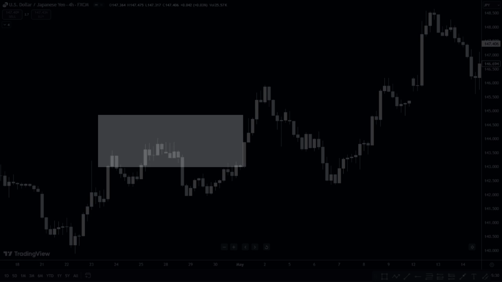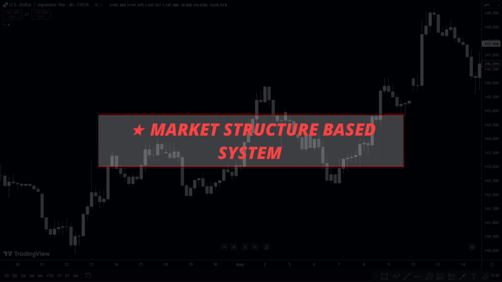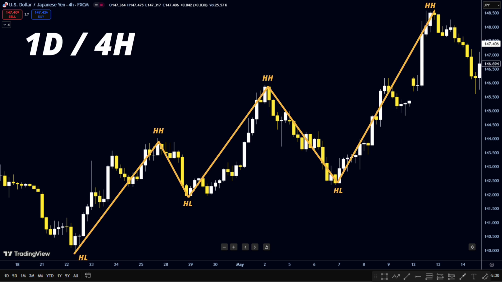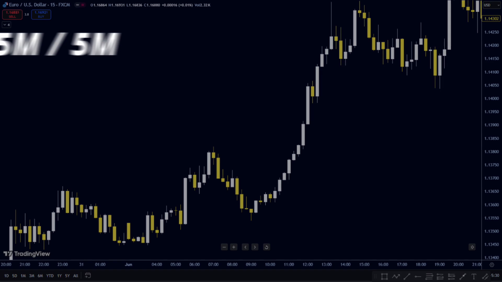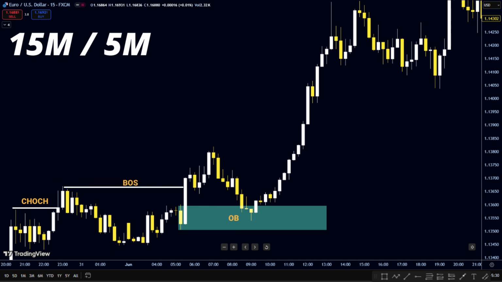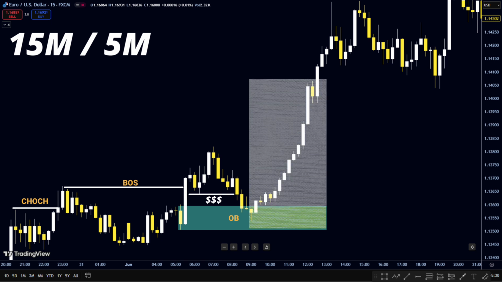How to build a market structure-based system. Here's a step-by-step approach you can actually use. 1. Start with the daily or 4-hour chart. Identify the trend. 2. Drop down to 15-minute or 5-minute. Look for a change of character. 3. Wait for a break of structure to confirm. 4. Mark your fair value gaps or order blocks near the structure shift. 5. Wait for a pullback into that zone. 6. Look for confluence like a liquidity sweep or internal shift. 7. Enter with proper risk management. That's how you trade structure like smart money.